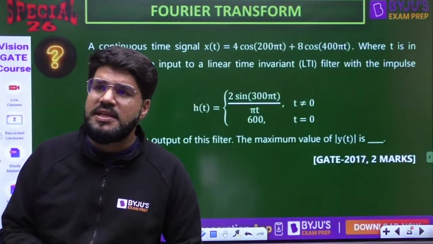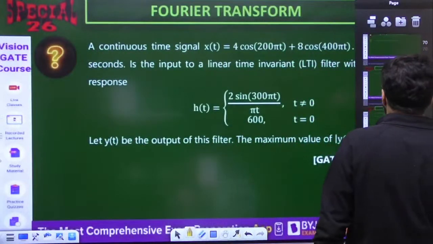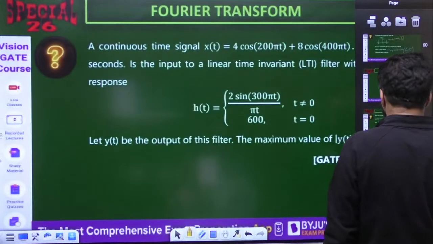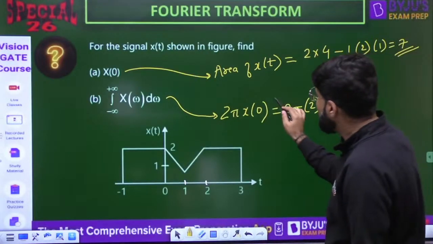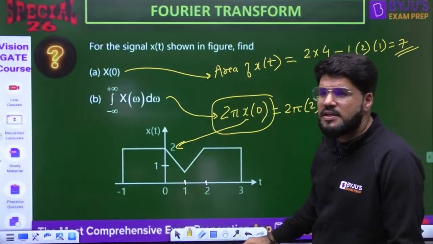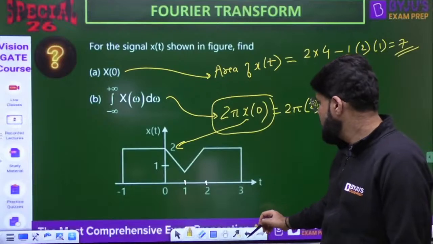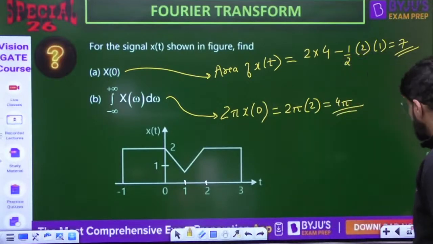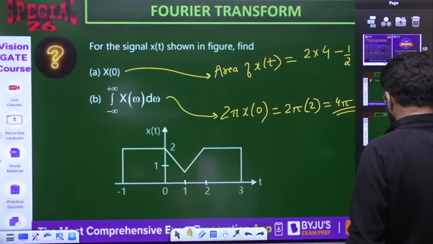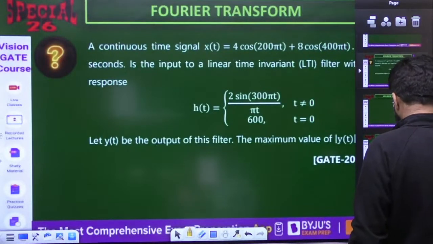Lakshmi Priya Rajesh, if I want to go to the second part, that is just the property, 2 pi x0. And what is this x0? The value of the signal at origin, that is equal to 2. Area under X(omega), the area under the Fourier transform. This formula is obtained by the inverse Fourier transform. Okay, let's take this now, guys.